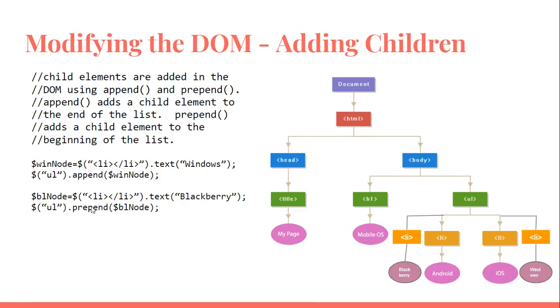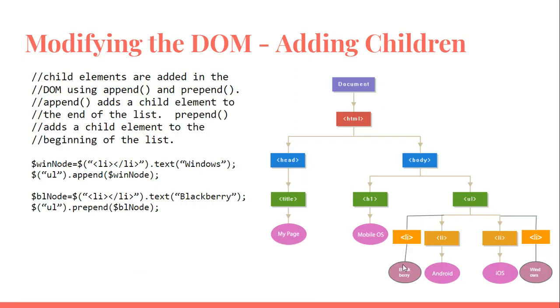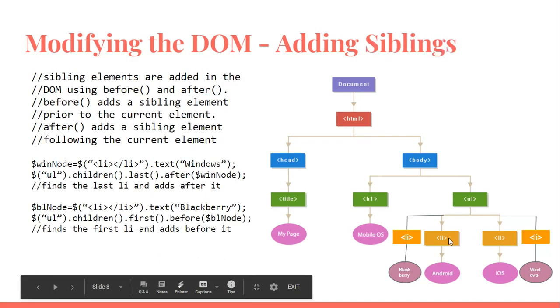Alternatively, we can prepend. So again, I'm making a new li, and this time with text BlackBerry. And I'm going to go find my UL element, and I'm going to prepend that node, the BB node, and prepend makes it a first child. When we're adding children, our only options are to add first with prepend or add last with append. If we want to add something else in here, then we have to add it as a sibling of one of these li nodes, which is next.